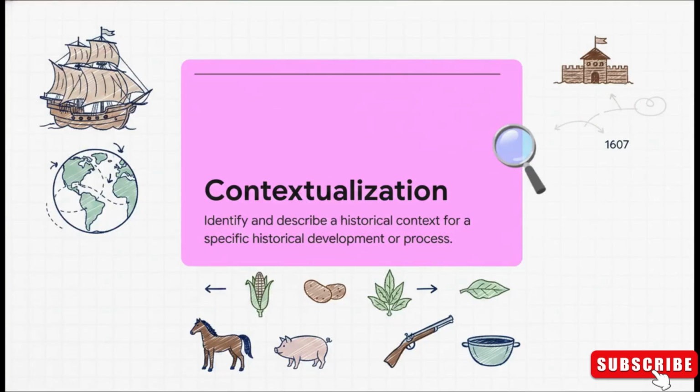The core historical skill we need here is contextualization. Now, what does that actually mean in plain English? Basically, it's about figuring out how preceding developments, like the Columbian Exchange, for instance, directly shape the events we are studying right now. It's kind of like a giant puzzle. You simply cannot understand 1607 without knowing what happened in the century right before it.